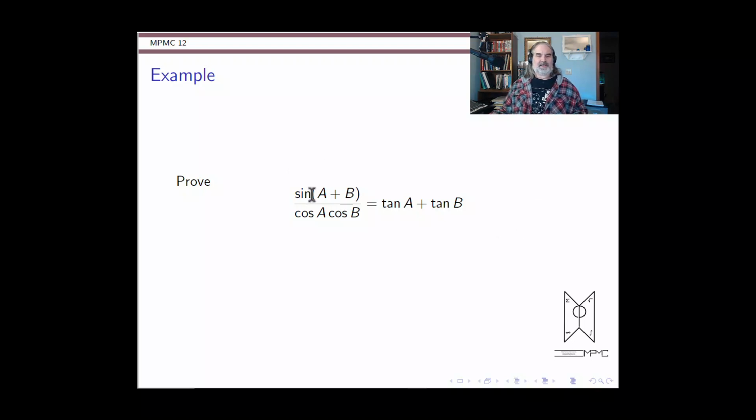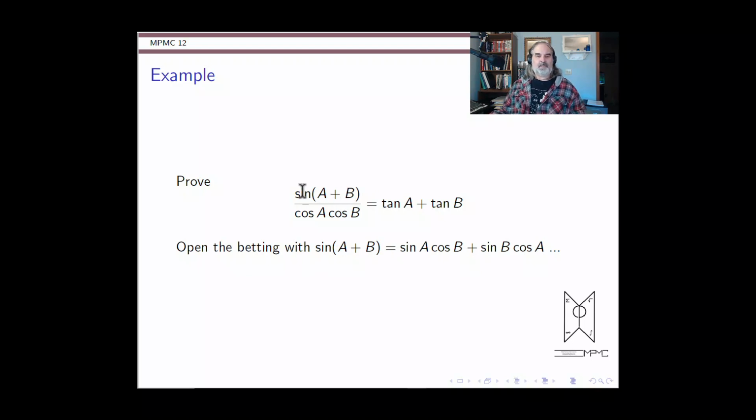We're going to prove that the sine of A plus B over cosine A cosine B is equal to tangent of A plus tangent of B. So the left-hand side is a little bit messier. It's got a quotient. It's got A and B wrapped up inside of a single sine function. What are we going to do about that?